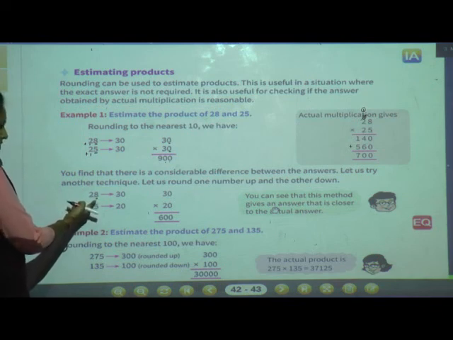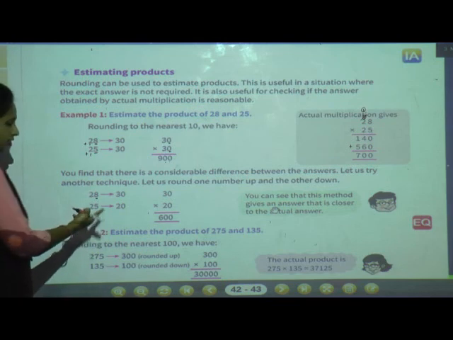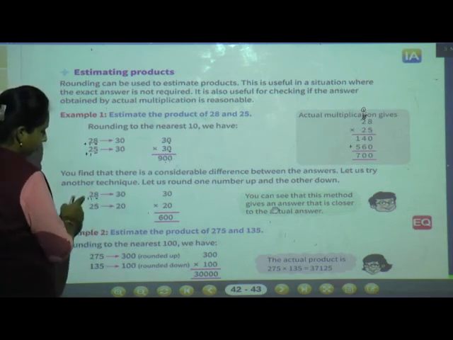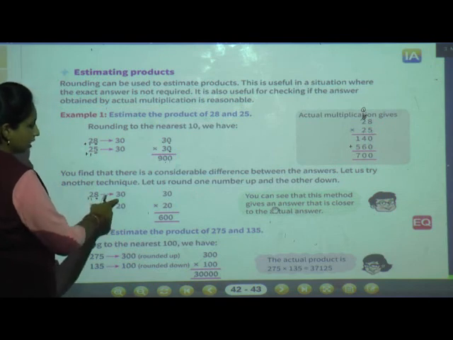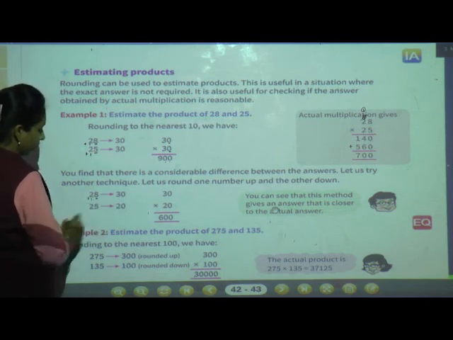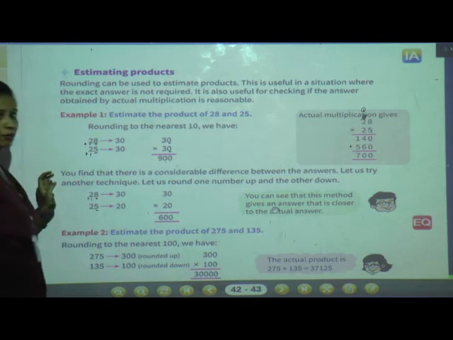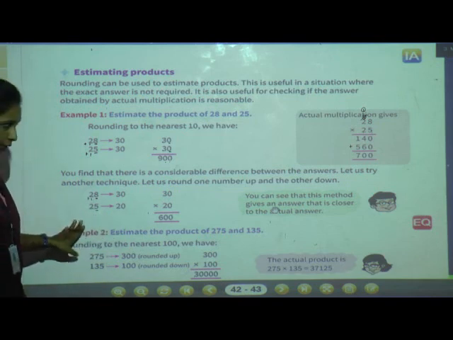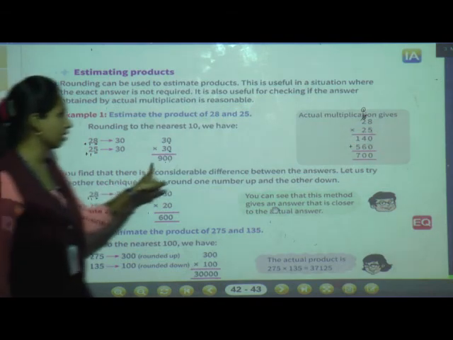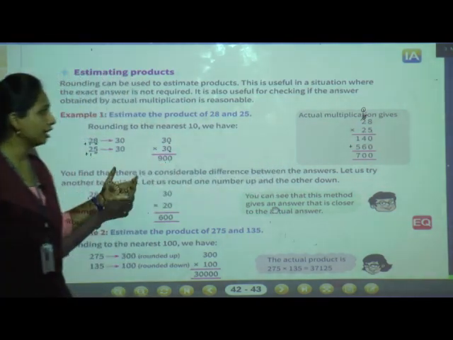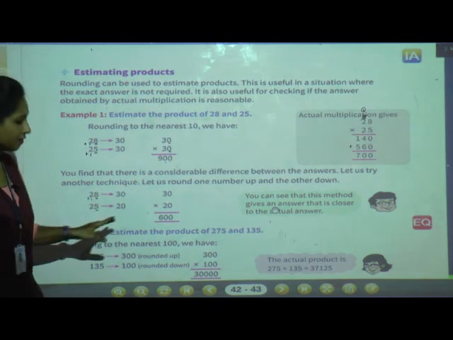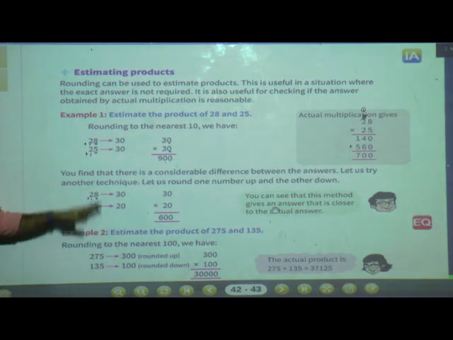Rounding to the nearest tens, 8 is there, so place 0 at ones and add 1 to the hundreds place. So 2 plus 1 is 3, isn't it? Now 25. As per the rounding rule to the nearest tens, it goes to 30 only. But what we have decided is that the numbers should not both be nearest to tens, so we are trying with one number up and one number down.